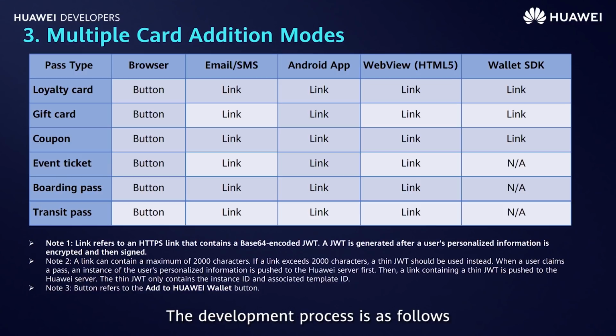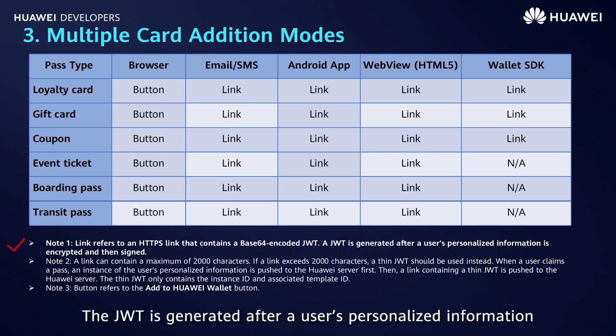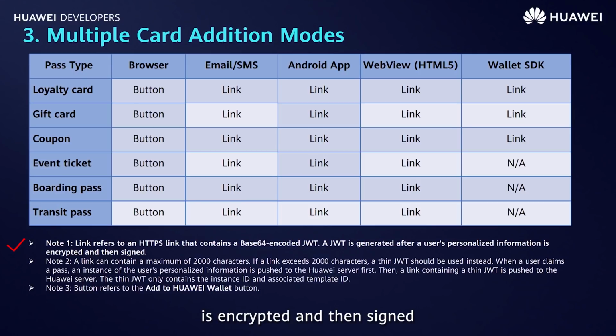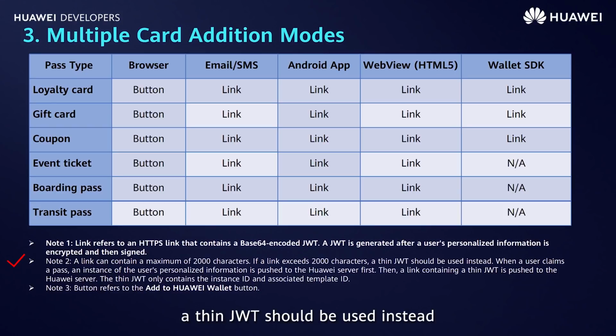The development process is as follows. First, generate a link, which is an HTTPS link that contains a base 64 encoded JWT. The JWT is generated after a user's personalized information is encrypted and then signed. A link can contain a maximum of 2,000 characters. If a link exceeds 2,000 characters, a thin JWT should be used instead.